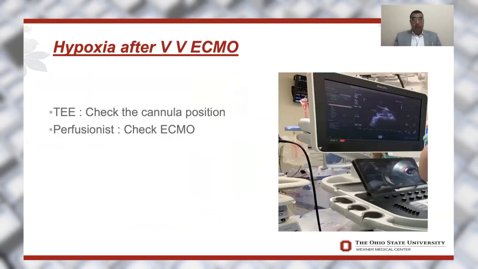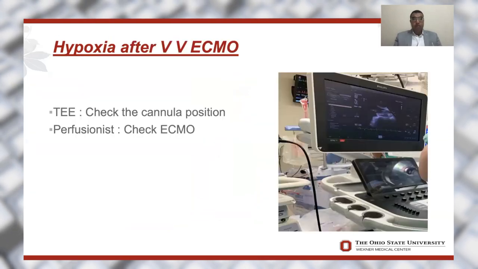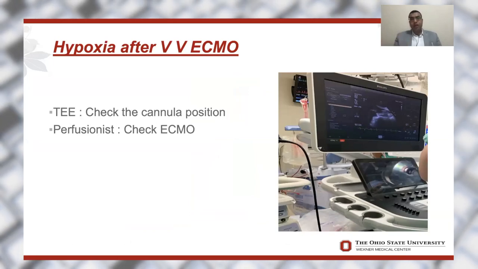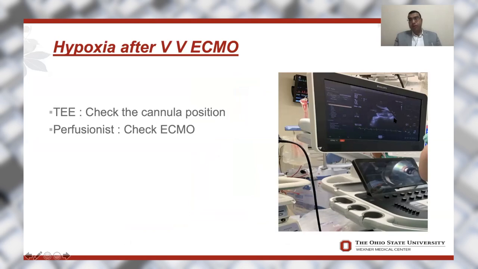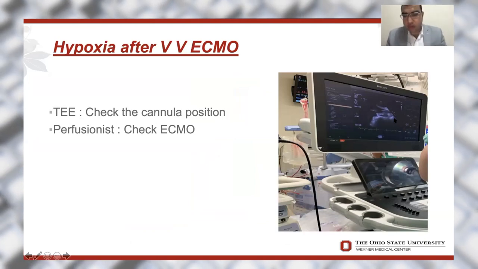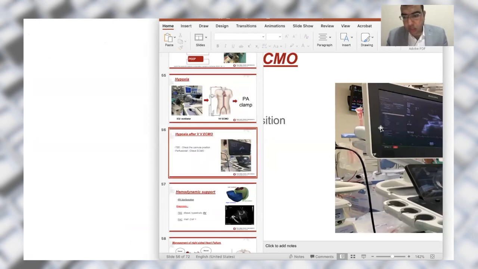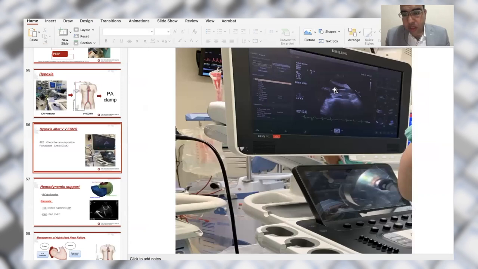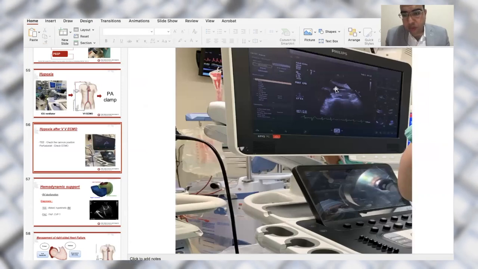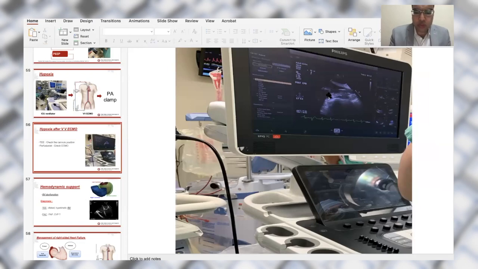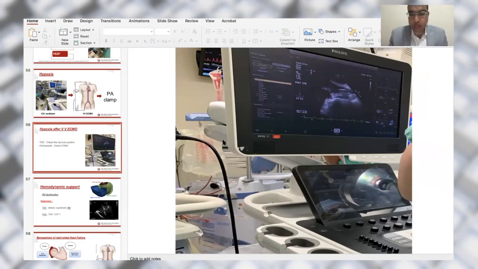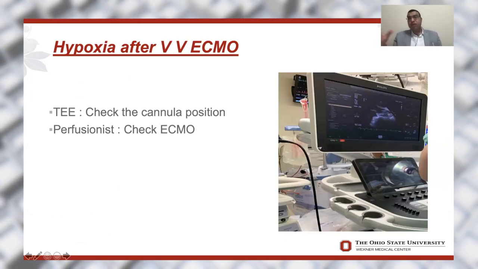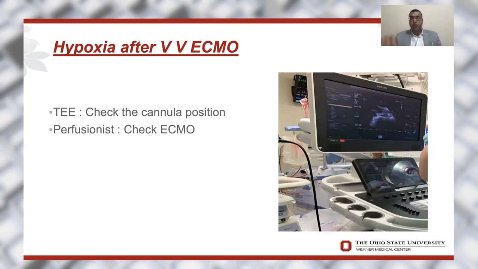ECMO doesn't mean the end of hypoxia. Is there hypoxia after VV ECMO? Yes. If there is hypoxia, please check the cannula position by TEE. I think this photo is a nice one, we can just zoom in. Yes, this is the bicaval view. This is the cannula of the VV ECMO through the SVC, so you can see its position clearly. If the position is good, ask the perfusionist to check the ECMO. ECMO is like a ventilator. You can ask him to increase the FiO2.